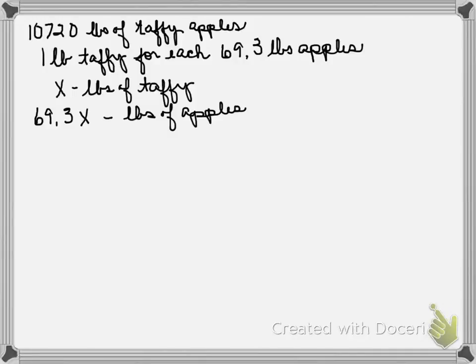We have a word problem. A Michigan orchard made 10,720 pounds of taffy apples, with approximately 1 pound of taffy mixture for each 69.3 pounds of apples. To the nearest tenth of a pound, how many pounds of apples and how many pounds of taffy were used? So we have 1 pound of taffy for every 69.3 pounds of apples.